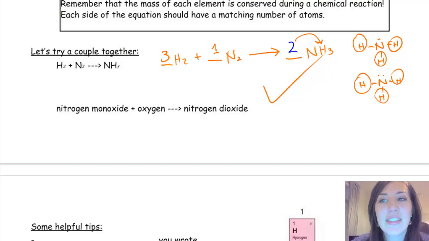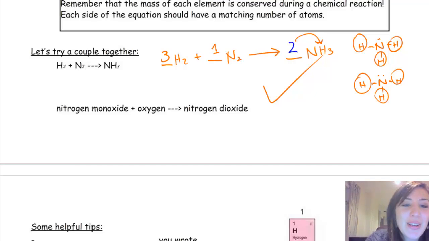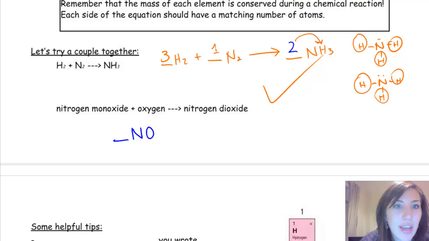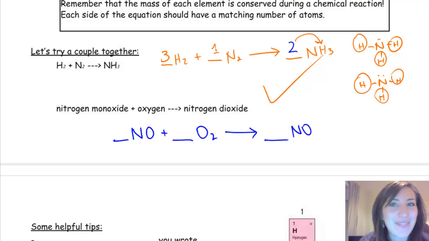In this case, we have a word equation, so we need to make it into a skeleton, spooky skeleton equation. So nitrogen monoxide is mono N, mono is 1, oxygen plus oxygen molecule yields nitrogen dioxide.